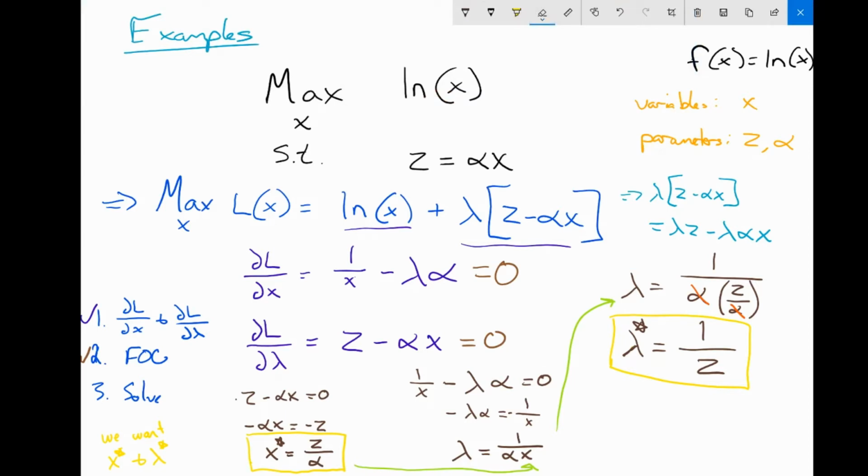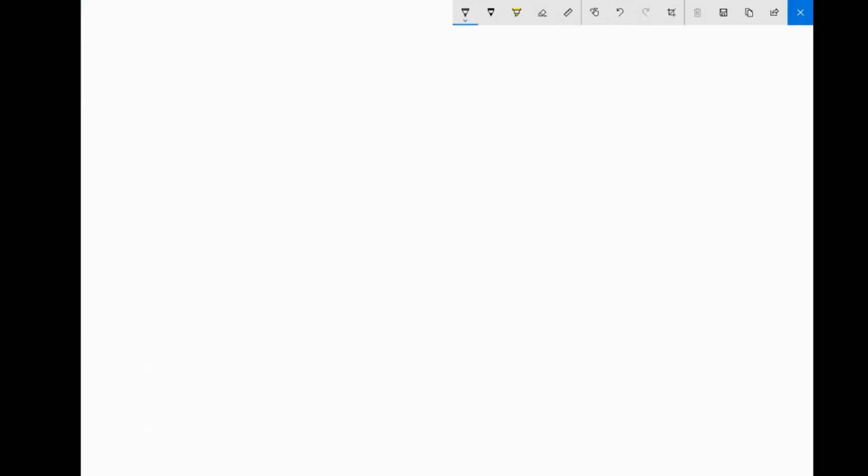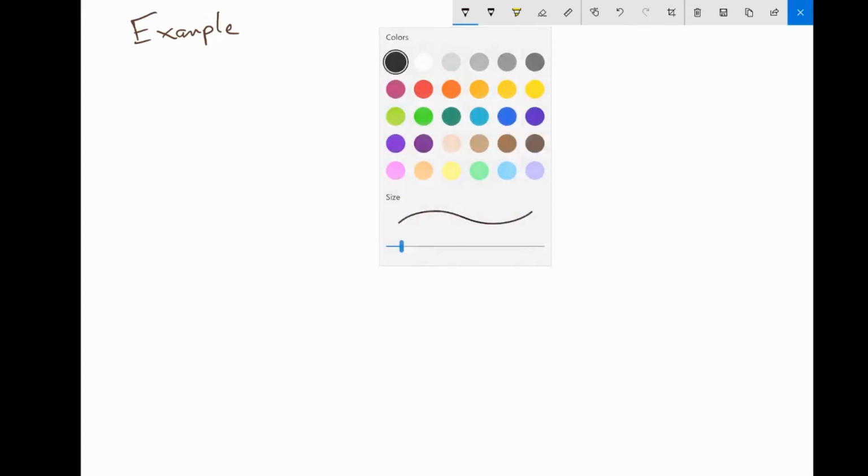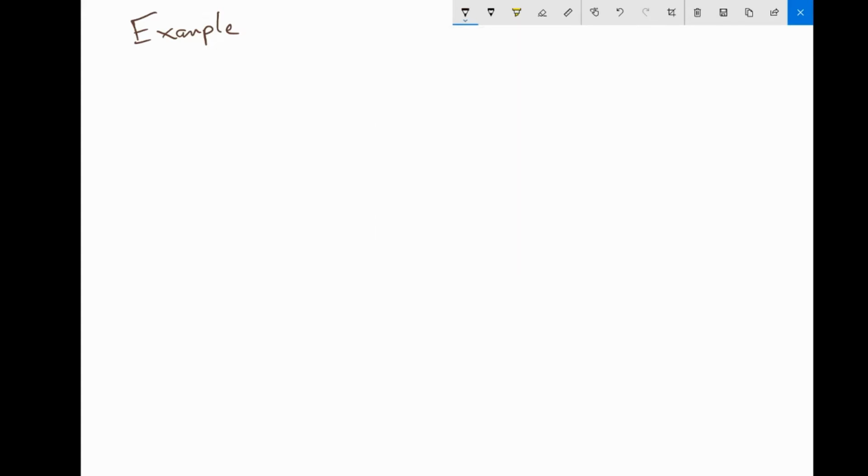All right, so we'll save that one. And let's delete it. Let's do another example. Let's do another example because these can be kind of tricky. So let's do another example. All right. Let's continue with the natural log.